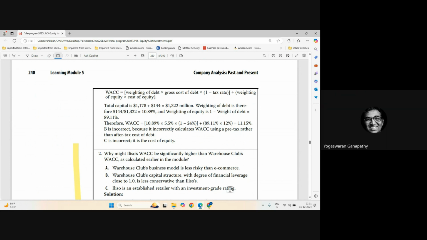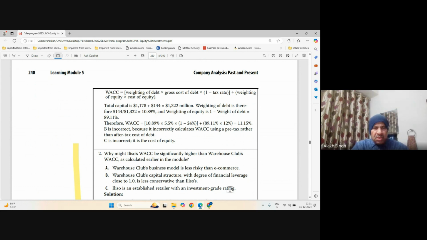Warehouse clubs' business model is less risky than e-commerce. Warehouse clubs' capital structure, degree of financial leverage close to 1, is less conservative than Elisio's. Elisio is an established retailer with an investment grade rating. So that does not affect the WACC, that doesn't apply. So B could be the answer: warehouse clubs' business model is less risky than e-commerce.